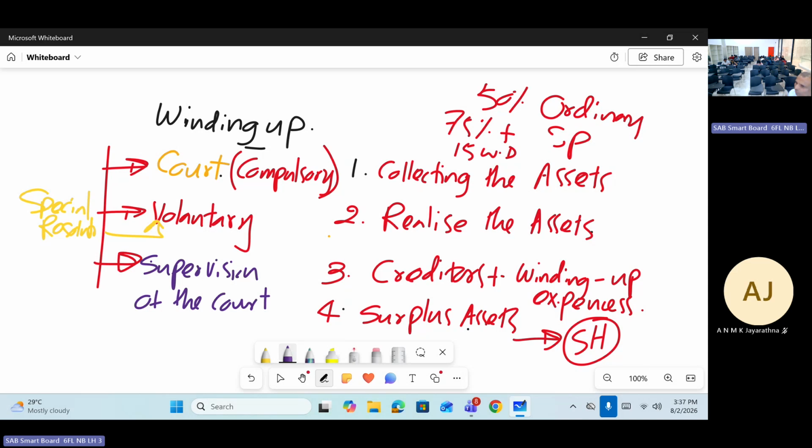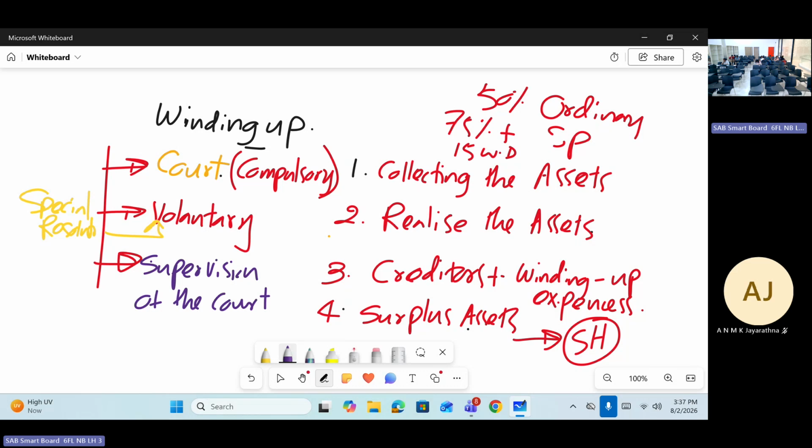Subject to supervision of the court. That is the third mode. Actually, now here, very simple thing. Suppose a special resolution is passed in order to liquidate the company voluntarily. The decision is taken by the shareholders to liquidate the company voluntarily.